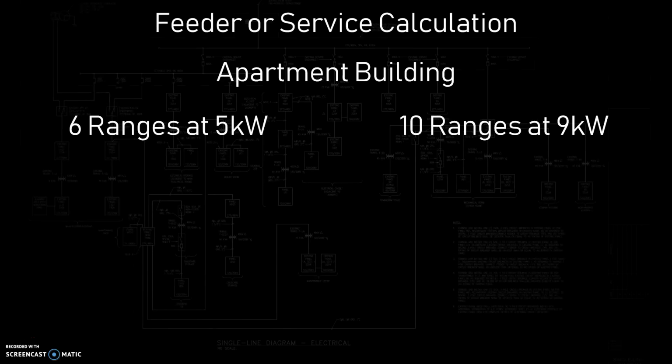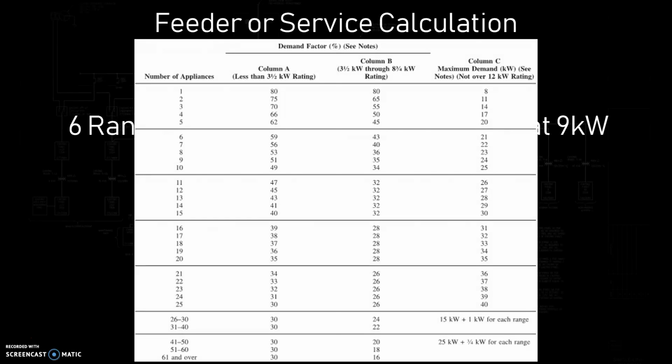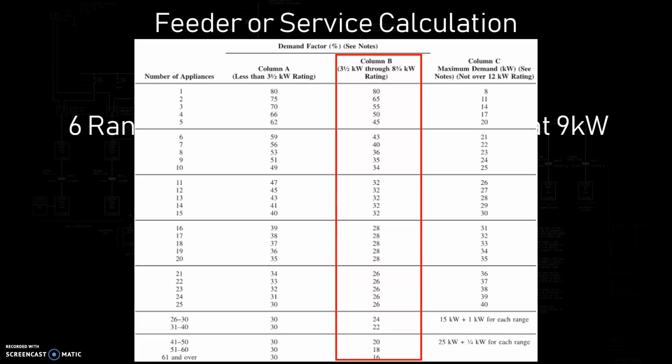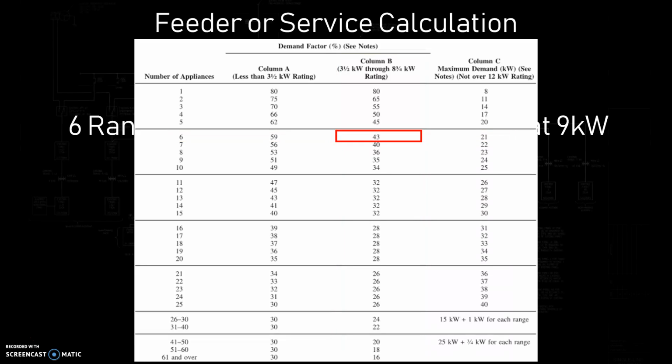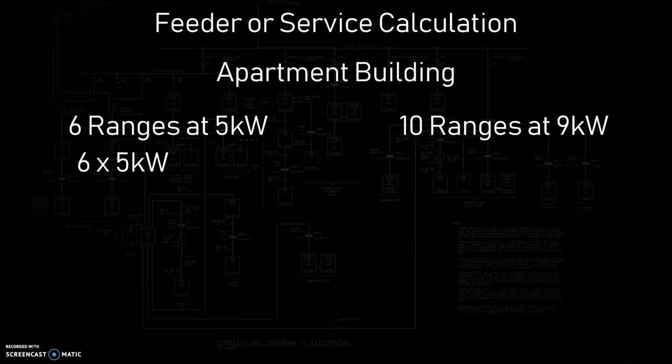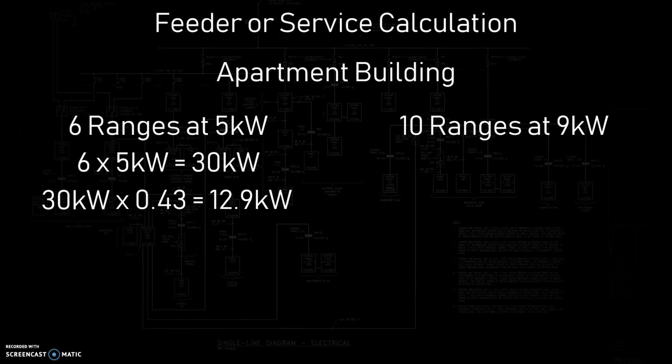So for this first category, we have 6 ranges at 5 kilowatts. You'll notice right away 5 kilowatts puts this in column B, 3.5 up to 8 3/4, right? And since we have 6 of them, when we come across this way, we see that we intersect there at 43. Now notice demand factor percentage. That's 43% is what that's representing, right? So let's first find out how many kilowatts that is at 100%. So 6 ranges times 5 kilowatts gives us 30 kilowatts, and we just found we need to take that by 43%. Gives us 12.9 kilowatts need to be included for those first 6 ranges.